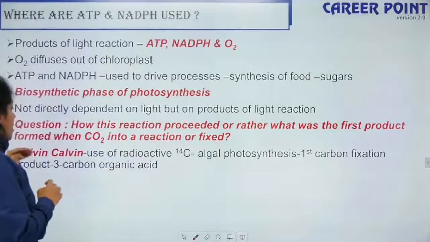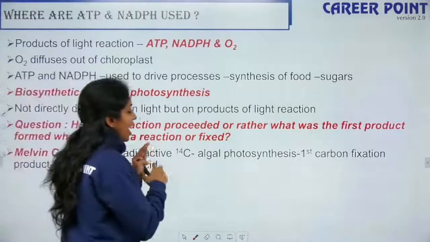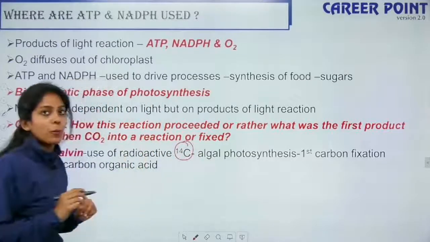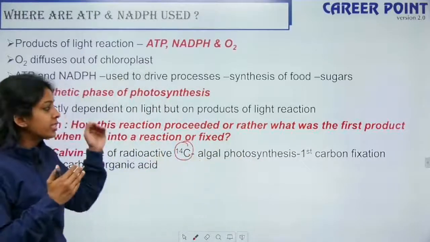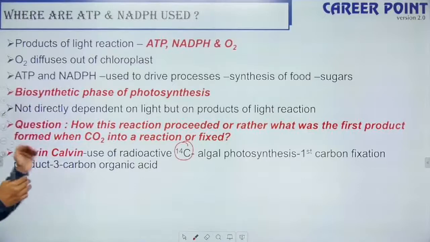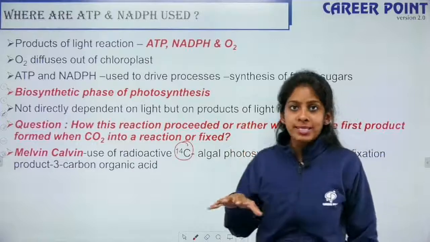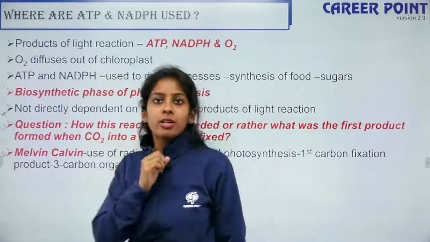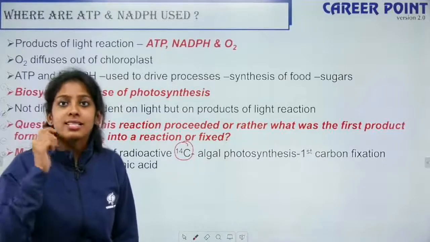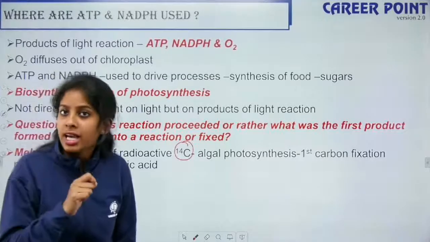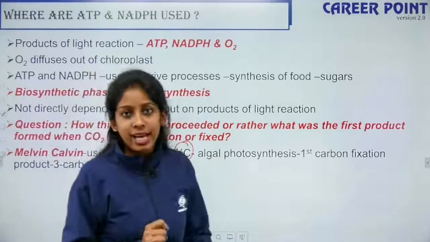So Melvin Calvin comes here, another scientist. He used radioactive carbon-14, an isotope of carbon, in algal photosynthesis, and he found that the first stable carbon fixation product is a 3-carbon compound. So when carbon dioxide is accepted by someone, it produces the first stable compound having a 3-carbon chain. He called this the C3 cycle, because the 3-carbon compound is the first stable product. That is called the C3 cycle or the Calvin cycle.